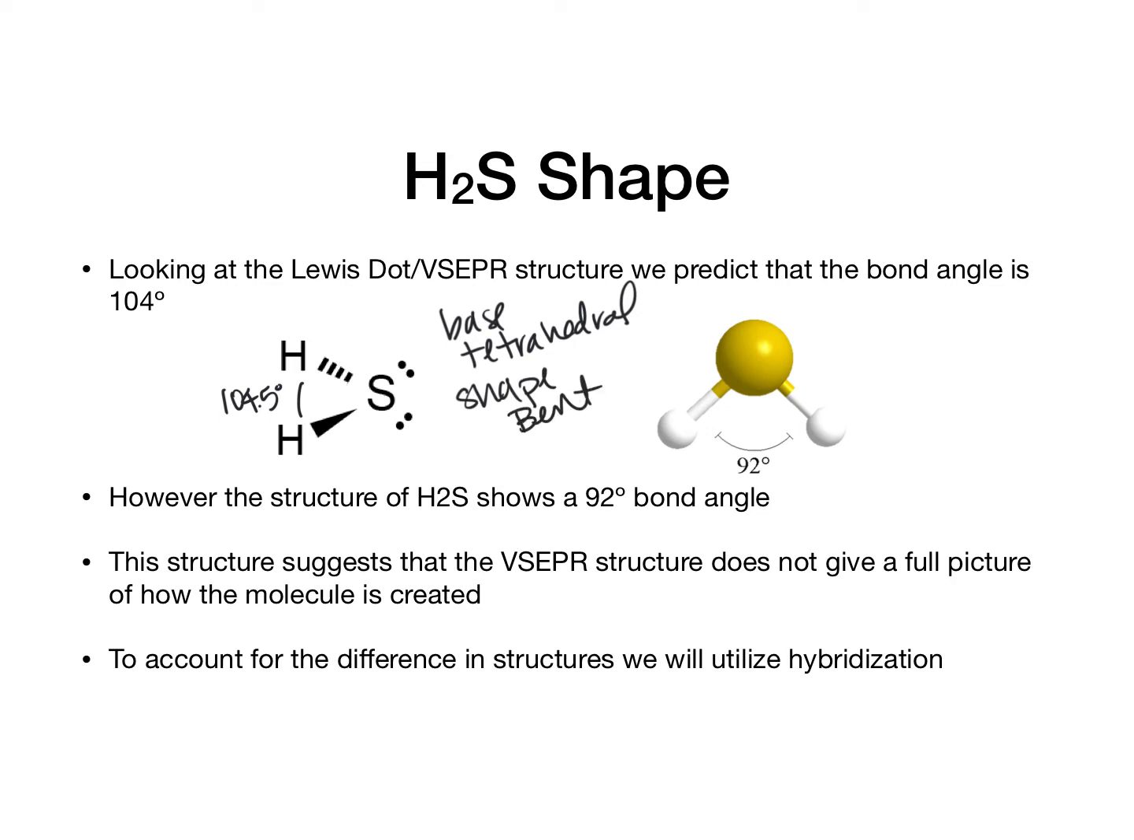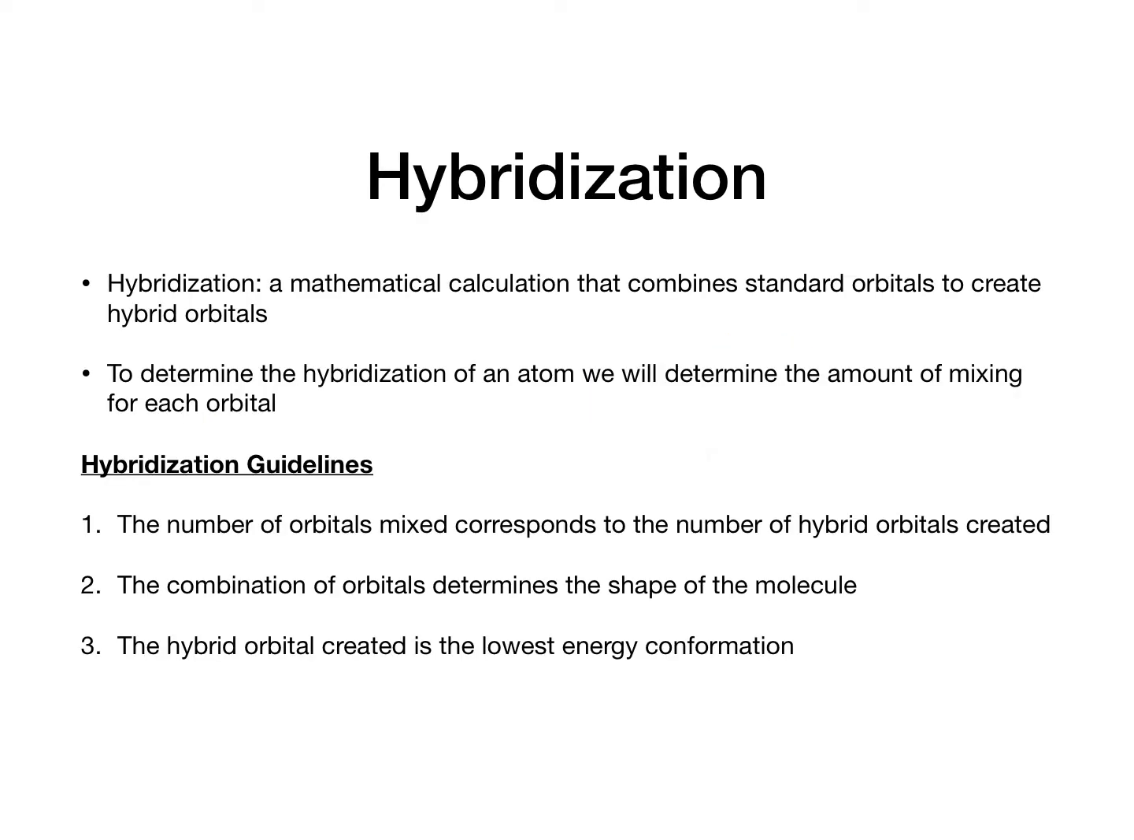However, if you were to use different spectroscopy techniques to accurately measure this bond angle, it's actually only 92 degrees. And this 92 degrees is not at all close to 104.5. So there is some disconnect between the base tetrahedral shape and bent, and what we're actually getting. The reality is we need to account for this using different mechanisms, and what we're going to start to use is something called hybridization.